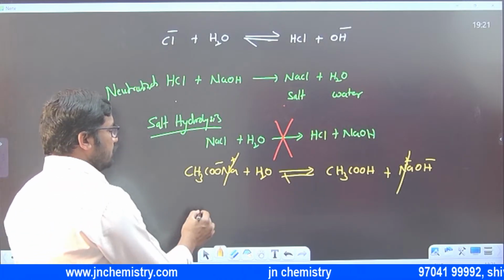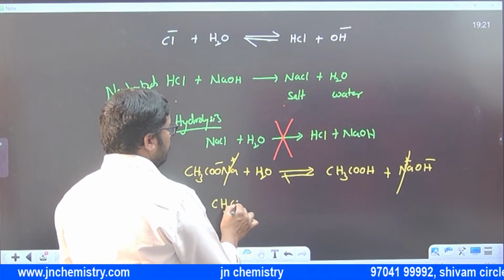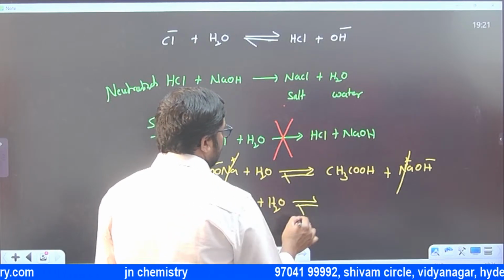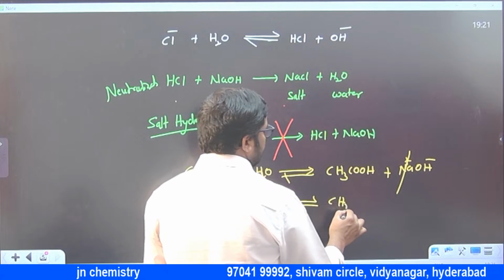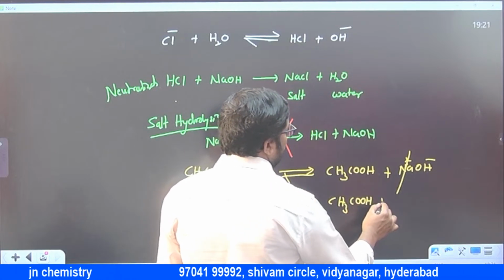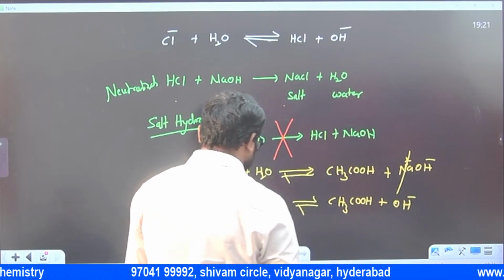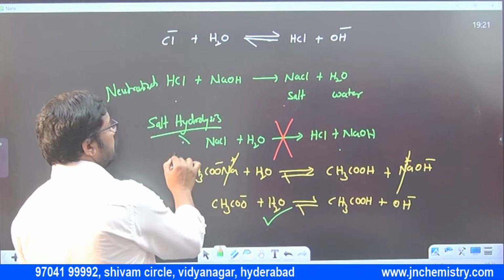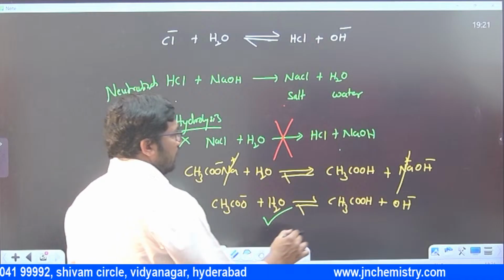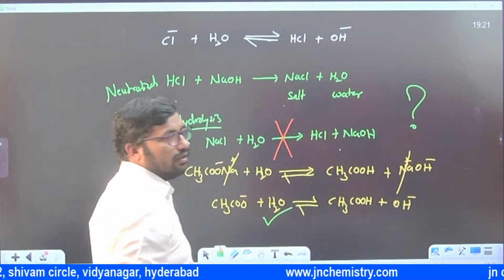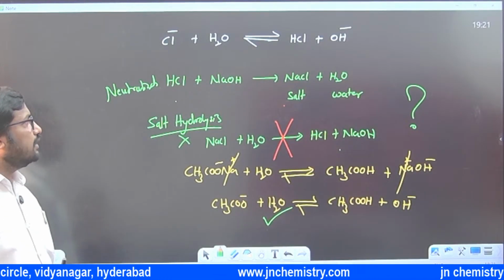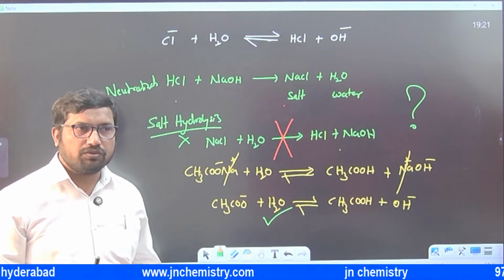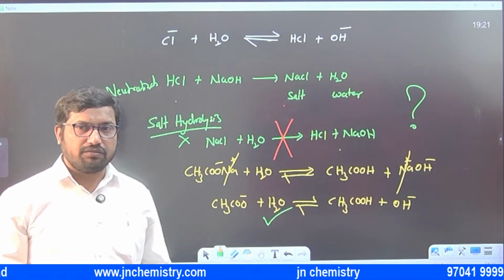Right. So means it is anionic hydrolysis. CH3COO minus can undergo what, no? Hydrolysis. CH3COOH plus OH minus. Means this reaction takes place, but not this. Why? Yes, the same thing. Reactions always move from strong to weak, but not weak to strong.